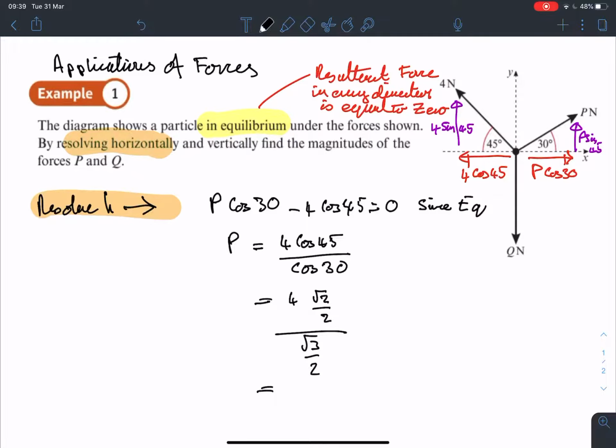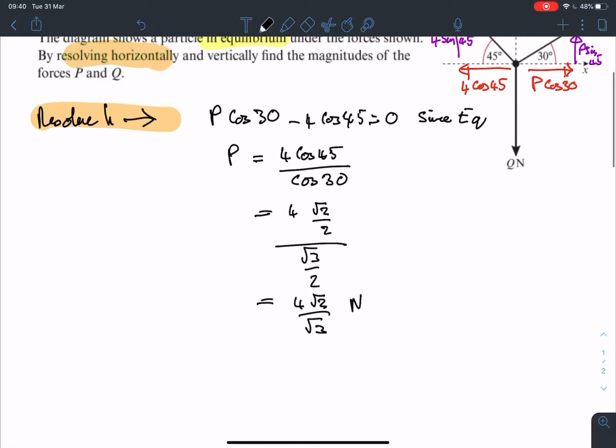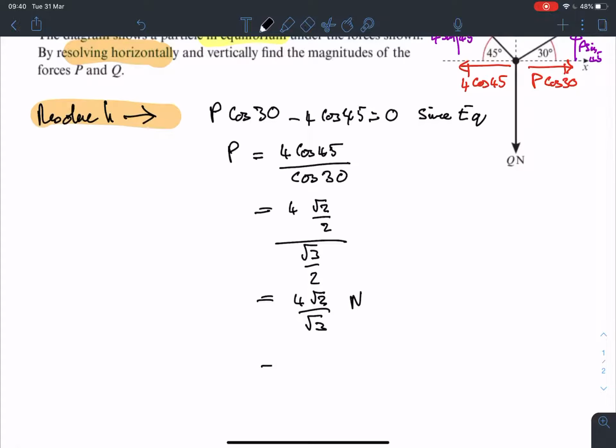We've got 4 root 2 over root 3 newtons, which we could tap in the calculator. It should be roughly, what did we say, 4 root 2 over root 3, so 1.7, that's going to come out to be about 3.3ish, 3.2ish, something around that. Okay, you can check the detail on the calculator.